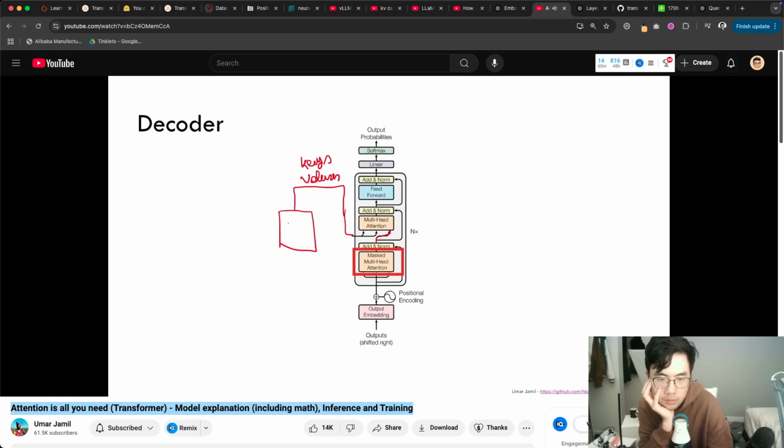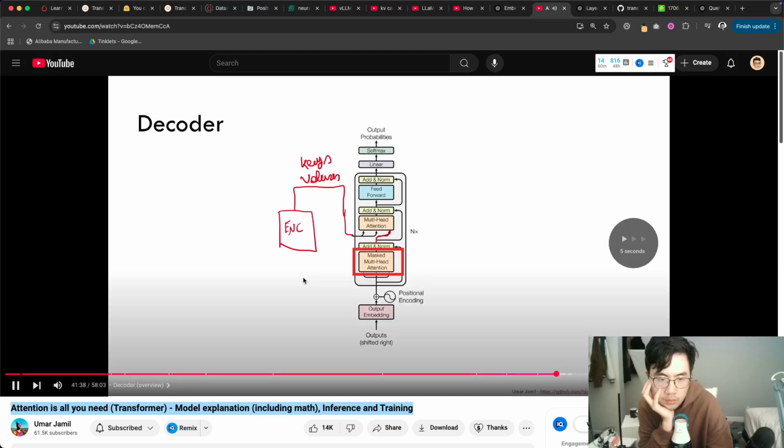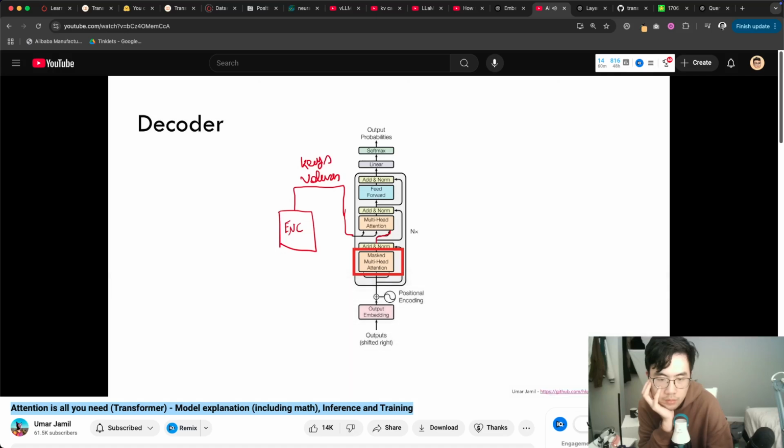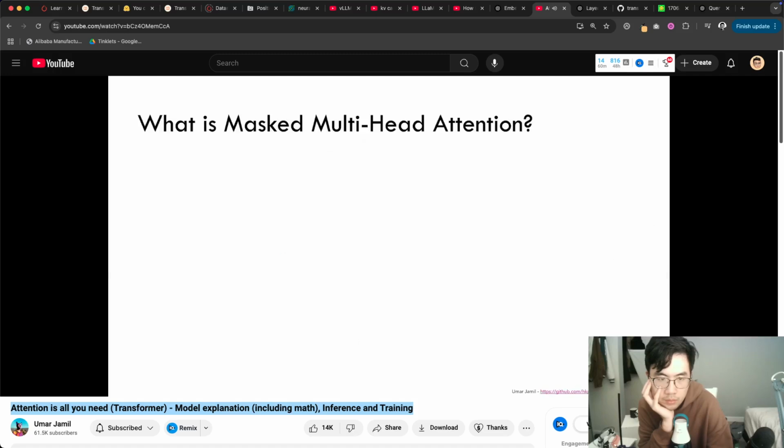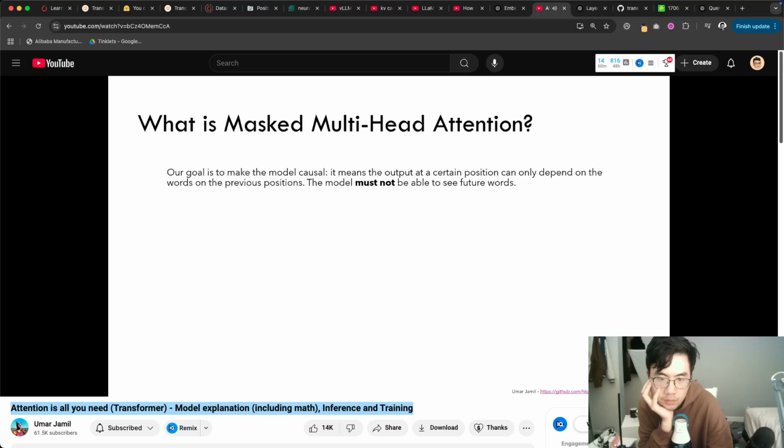One is sent from the encoder side. Let's have a look at the masked multi-head attention and how it differs from a normal multi-head attention. Our goal is to make the model causal. It means that the output at a certain position can only depend on the words in the previous positions. So the model must not be able to see future words. How can we achieve that?